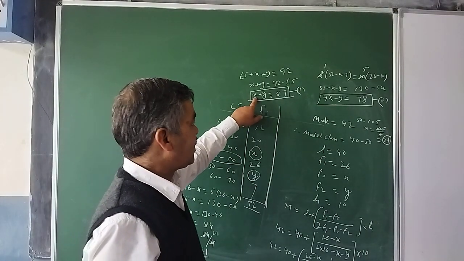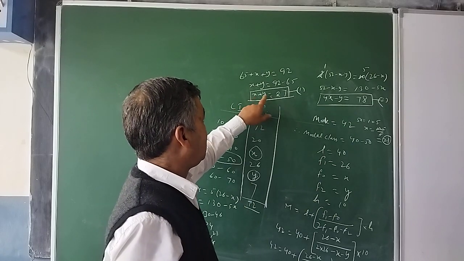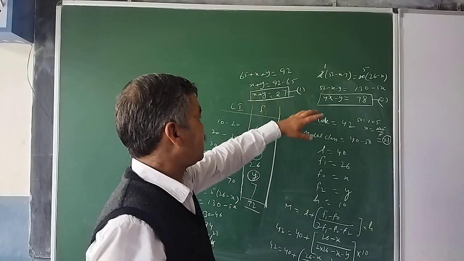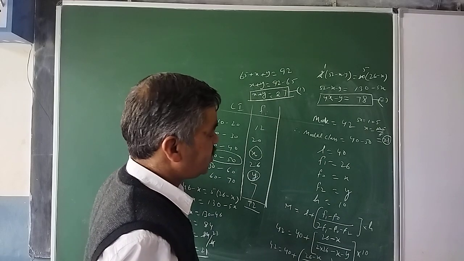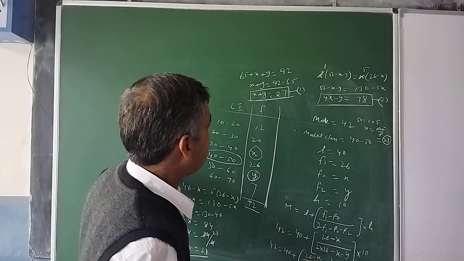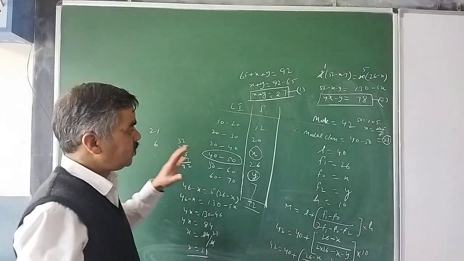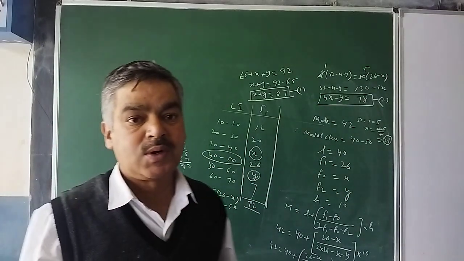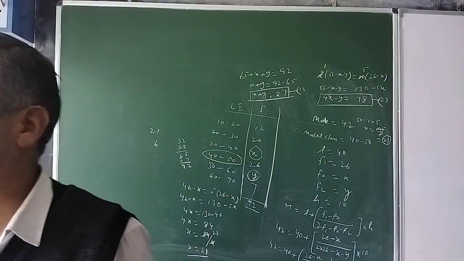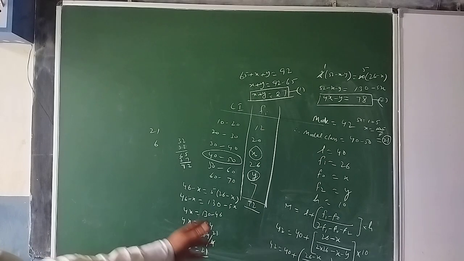So if you are putting x is equal to 21 here, y will be equal to 27 minus 21, and that becomes 6. So your answer will be x is equal to 21 and y is equal to 6. So that is the case I discussed with you, where in case of mode the two frequencies are missing.